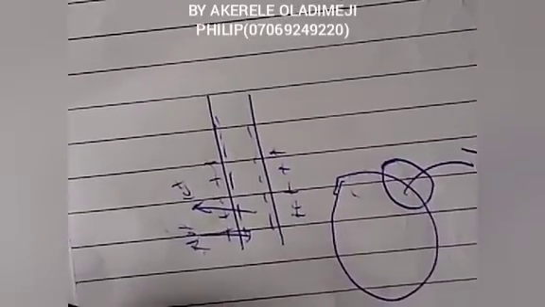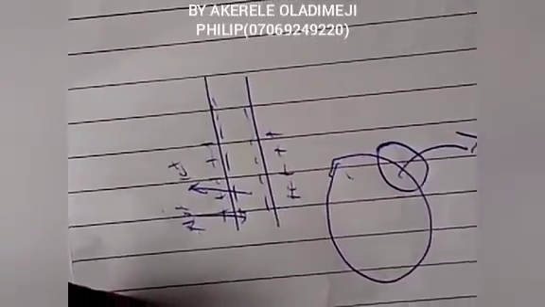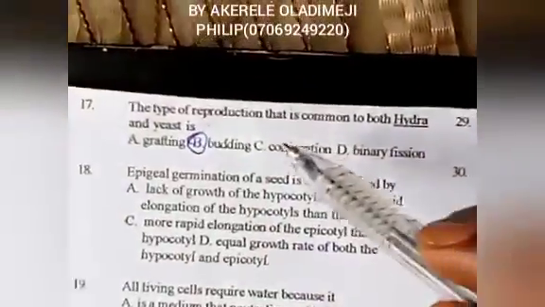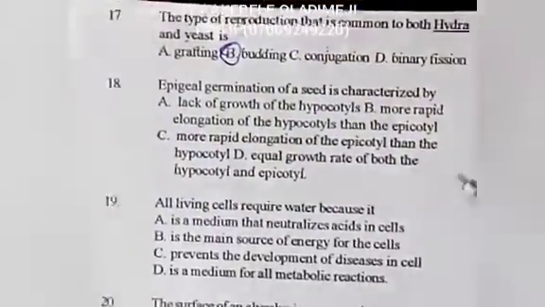It looks somewhat like this. When it's matured, this is Hydra here. When it's matured, a bud will grow off it, then it will cut off. That's budding. So that's why we say budding is common to Hydra and yeast.